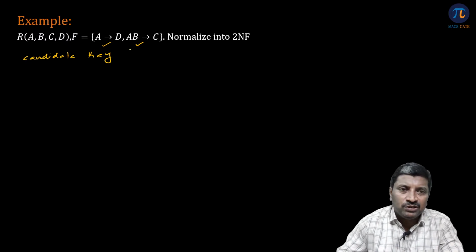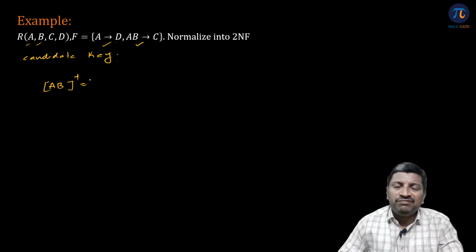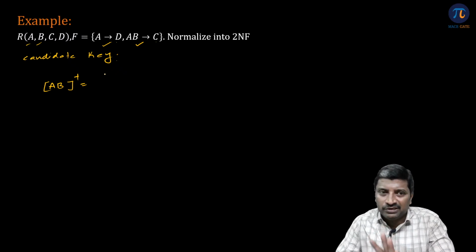Let us continue. On the right side, I have D, on the right side, I have C, but I don't have A, B. That means compulsorily AB must be present in my candidate key. Let me try whether this is a candidate key or not. Sir, if this becomes a candidate key, I have only one candidate key. Otherwise, I need to find all the possible candidate keys.